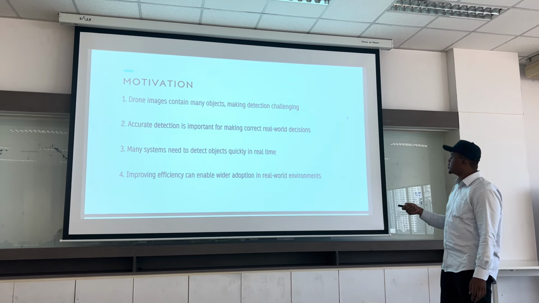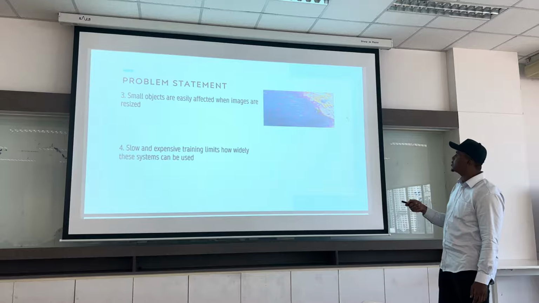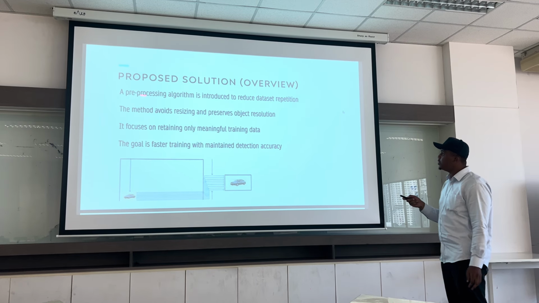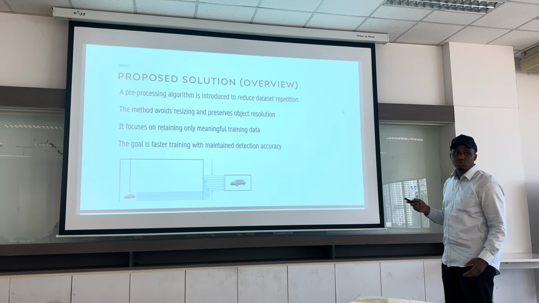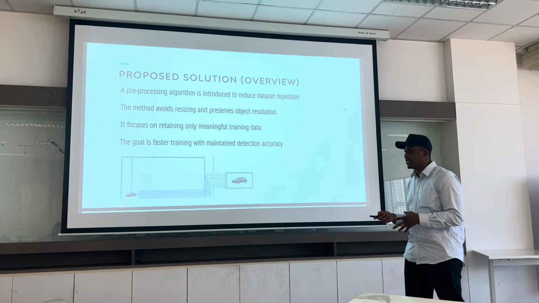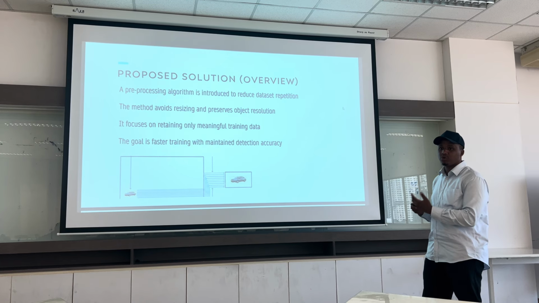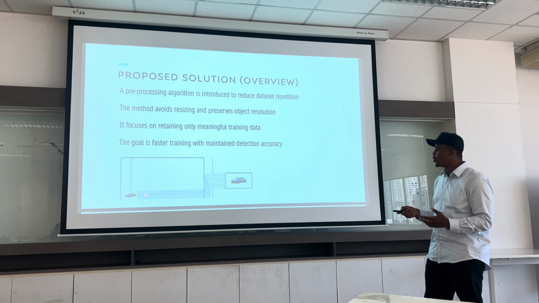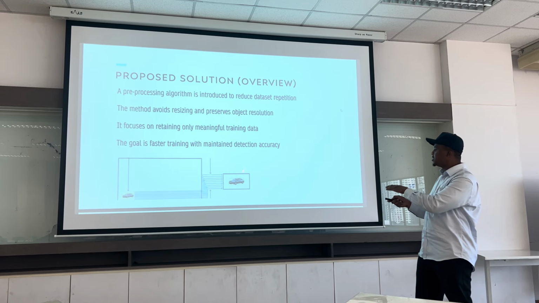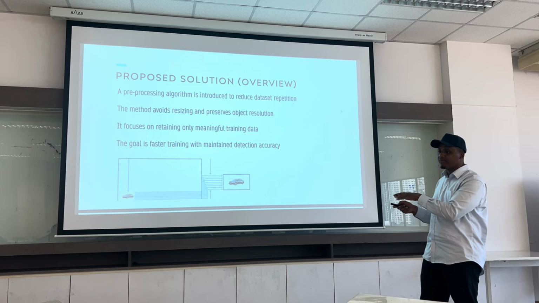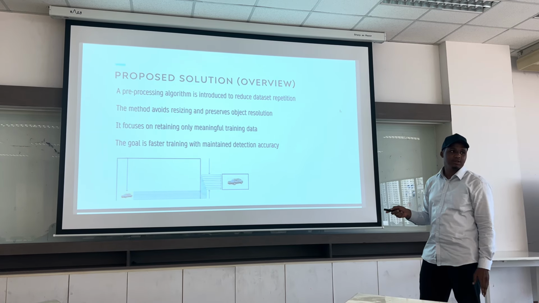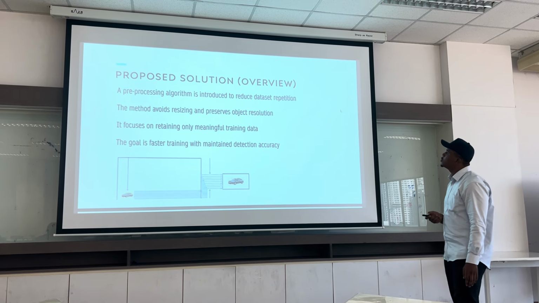So the proposed solution: a pre-processing algorithm is used to reduce dataset repetition. So what happens is, let's assume this is an image. What the pre-processing algorithm does is it considers just the important part and brings it out, and this is what we call a keyframe. It considers a frame around the important object and discards the remaining part of the image.